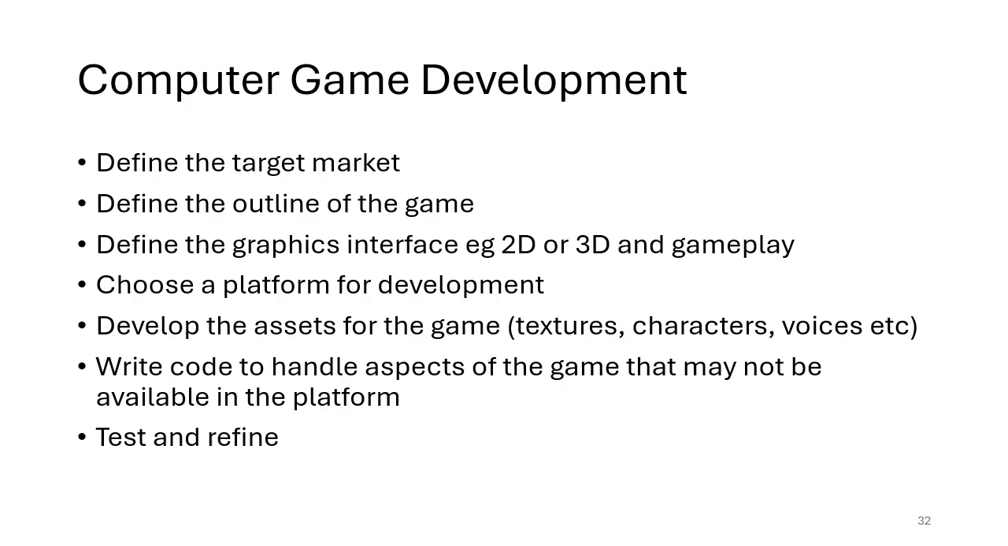You then define the outline of the game. That could be itself a minimum viable product in itself, such as a demo or a playable or walkable type outline of what the game should do. Certainly there's a lot of graphics development to be done. You've got both 2D or 3D, as well as all the gameplay that goes on. You then need to choose a platform for development if you haven't already defined one earlier on. So that could be something like Unity or something. And then you've got all of the assets to develop.